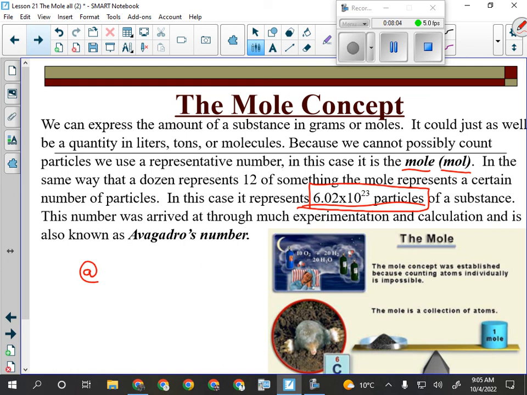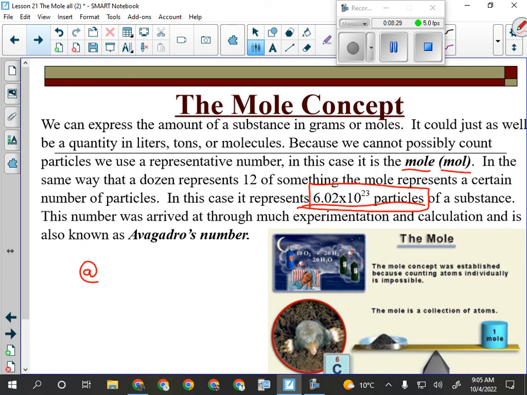Now, what if I have 1 mole of sodium? Would it still have this many particles? Yes. In the same way that if I said I have a dozen donuts or a dozen eggs, I have how many of each? 12. A dozen is always 12. A mole is always this many. Always, always, always.